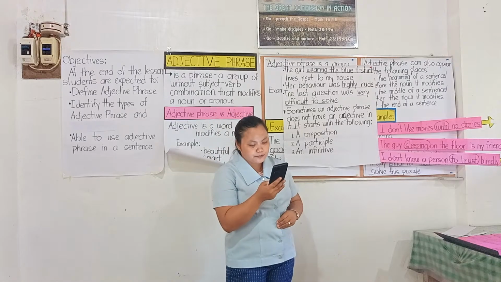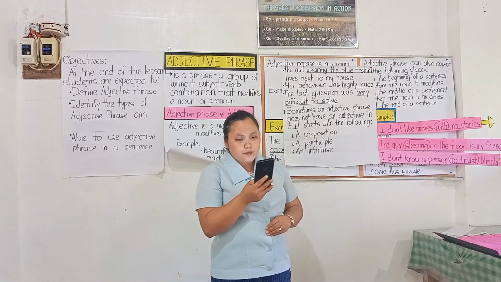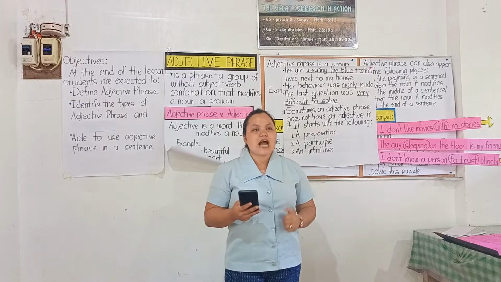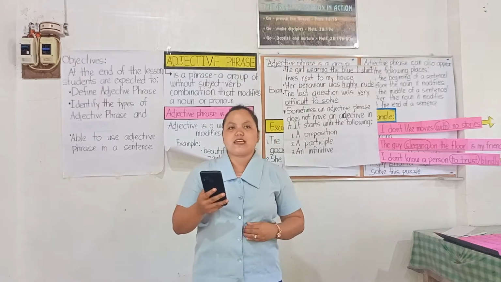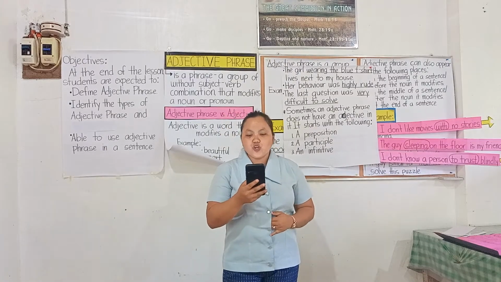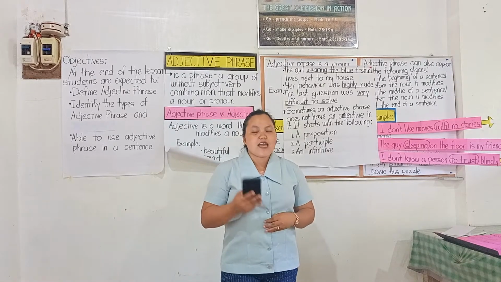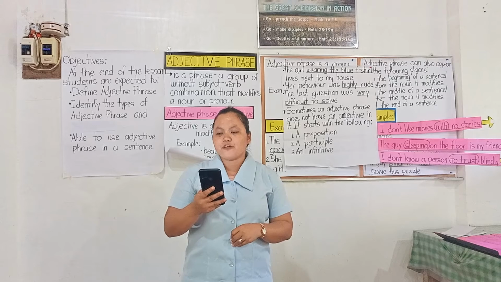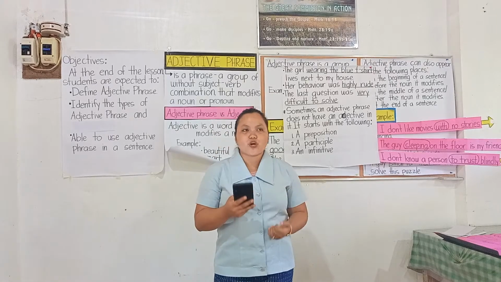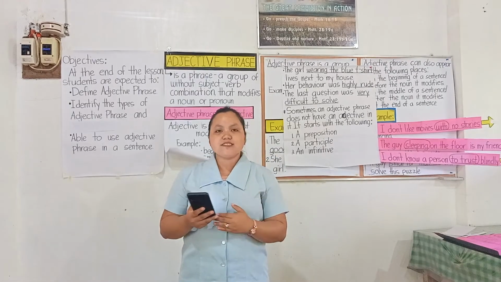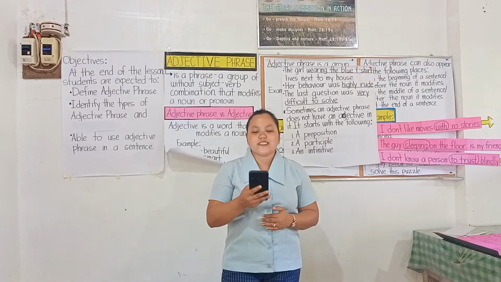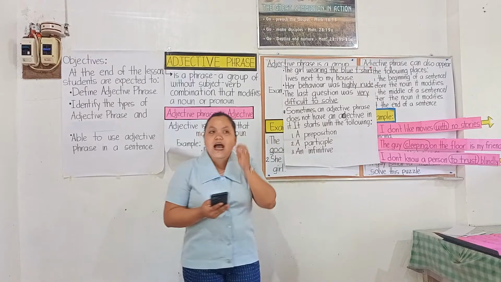Another example, he is the guy to look out for in the next match. "To look out for in the next match" is an infinitive phrase that starts with an infinitive, "to look," that works as an adjective, and since it's a phrase, it will be called an adjective phrase.